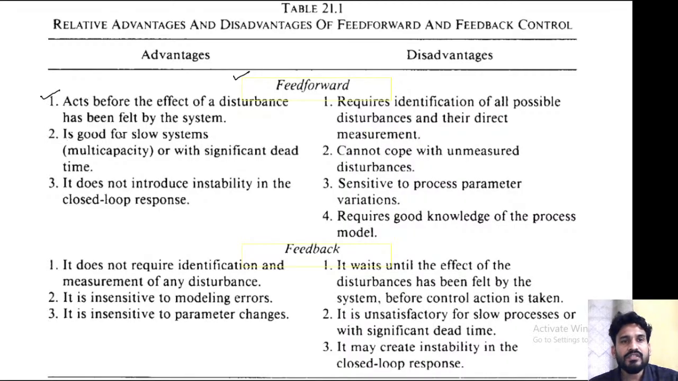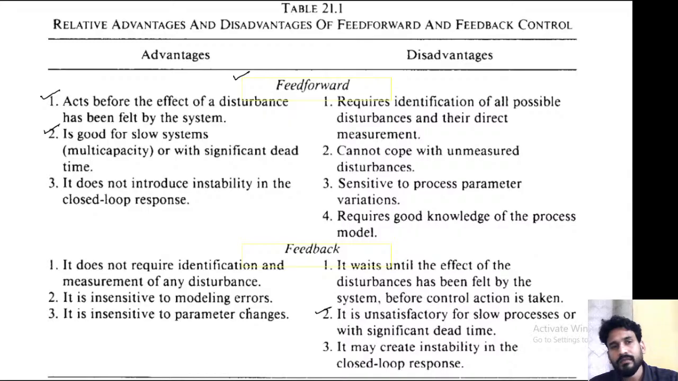Second, feed forward is good for slow systems or those with significant dead time. Feedback is unsatisfactory for a slow process or one with significant dead time. Like if the temperature is slowly increasing, control will continuously take action according to that increasing pattern. Sometimes it will increase, sometimes it will decrease, so the process is not that stable. So this is its advantage.